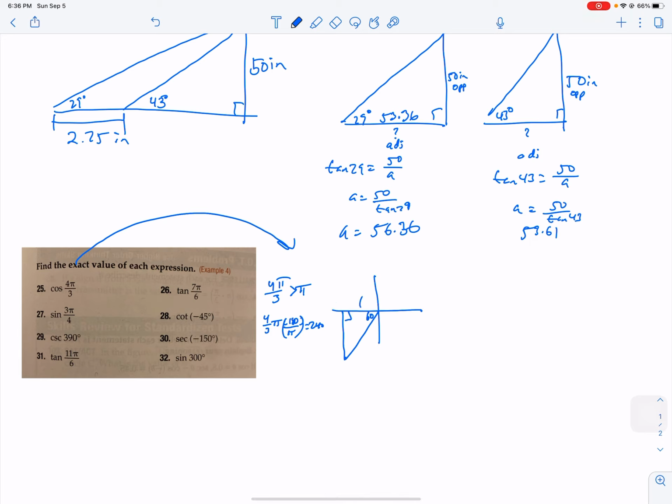So it's a 1, 2, square root of 3 in quadrant 3. Both adjacent and opposite are negative. So they want a cosine. What's the cosine of 4 pi over 3?